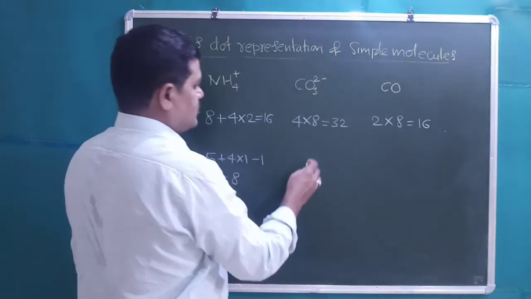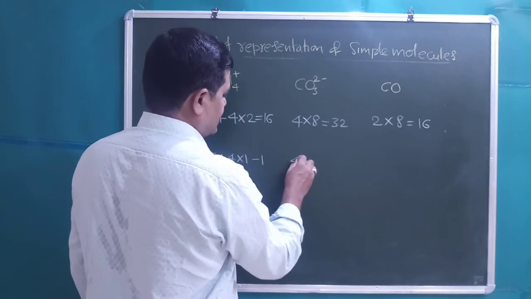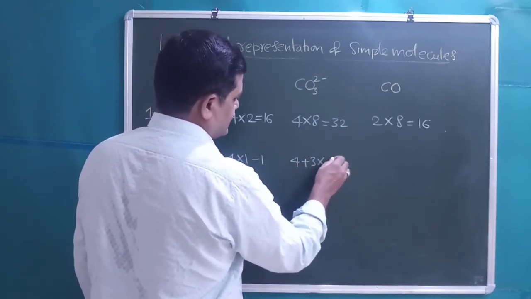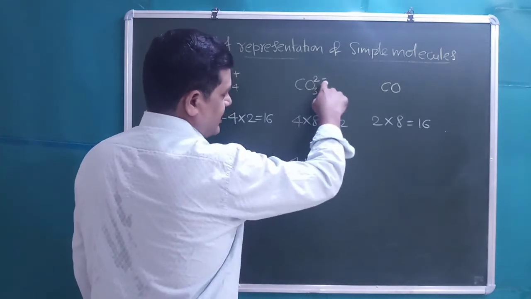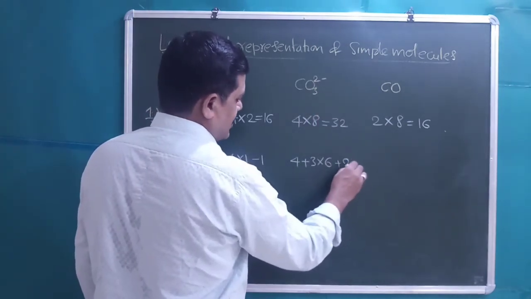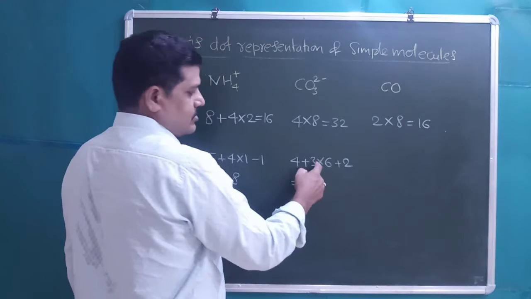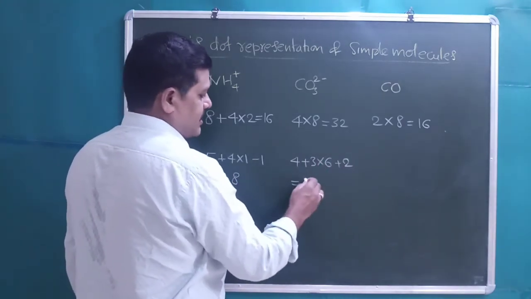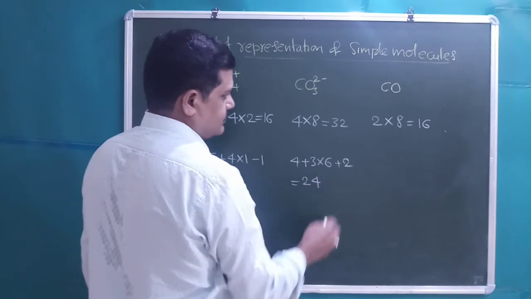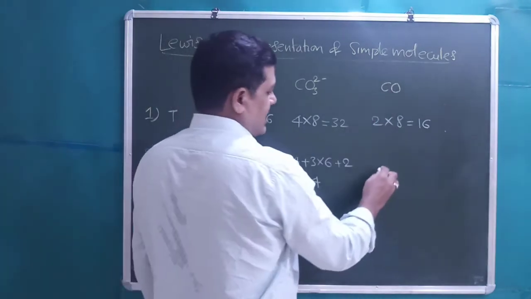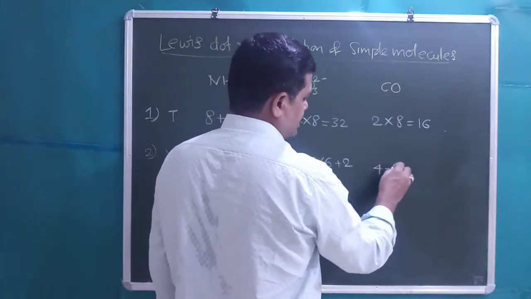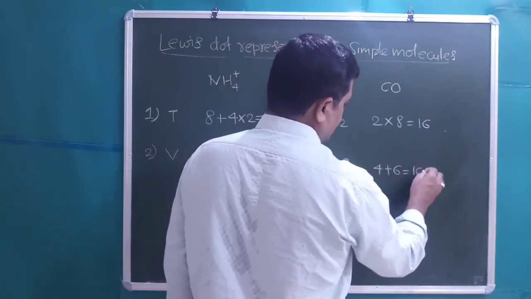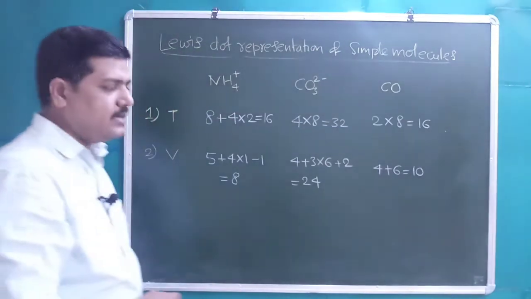For CO3 2 minus, carbon's number of valence electrons is 4, and for 3 oxygens, 3 into 6. When there is a negative charge, we have to add the same number of electrons, right? So 3 sixes are 18, plus 2 is 20, 20 plus 4 is 24. For CO, carbon's number of valence electrons is 4, for oxygen it is 6. 4 plus 6 is 10 electrons present, right?